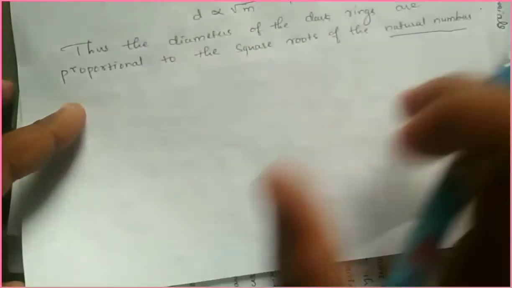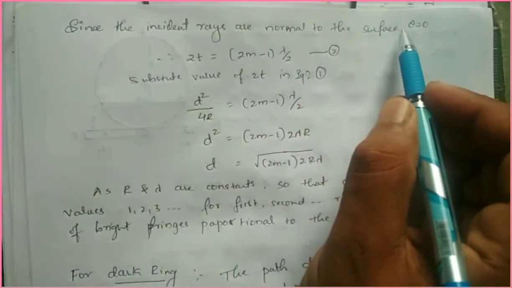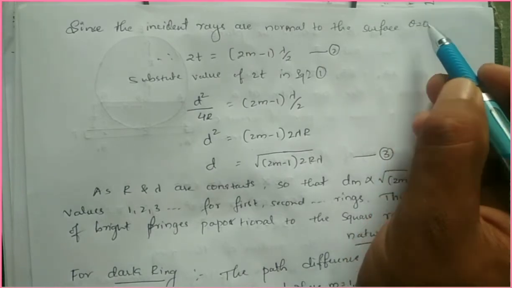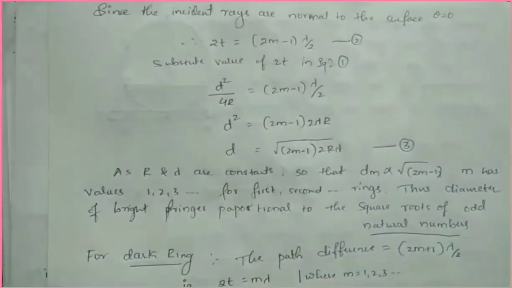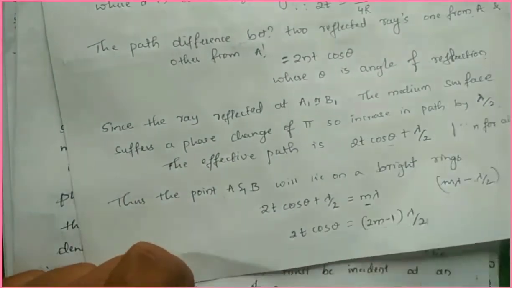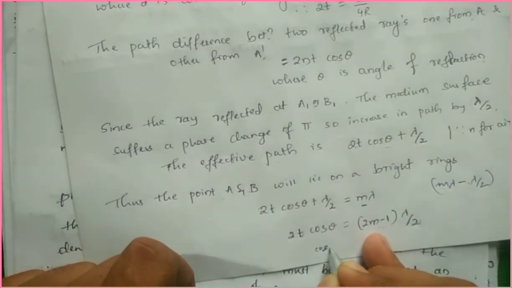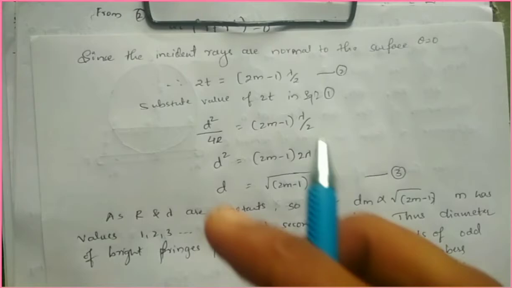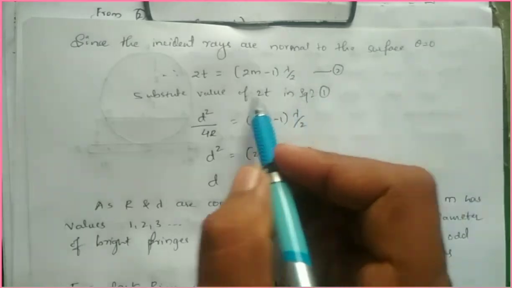Next I have to consider here, since the incident rays are normal to the surface, at that time the angle theta equal to 0. So therefore 2t equal to 2m minus 1 lambda by 2. Here we got the equation 2t cos theta. So theta equal to 0, at that time this is cos 0. Cos 0 is 1. Therefore 2t equal to 2m minus 1 lambda by 2. This is equation number 2.